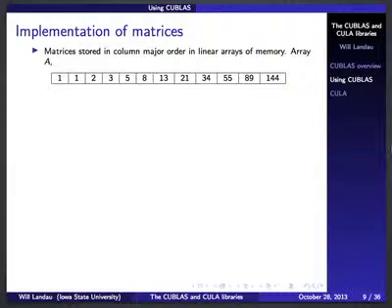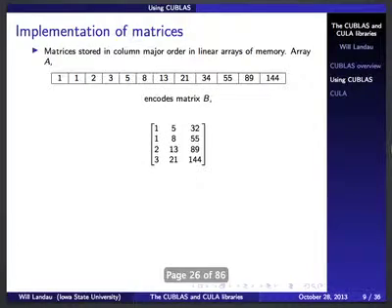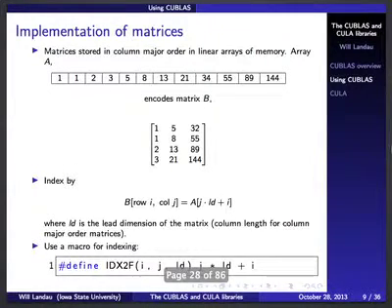So you have an array A, and you want to represent this as a matrix. You might want to represent a matrix with 4 rows and 3 columns as matrix B. I want to set up a correspondence between an index in the array A and the row index and column index of B. I want to be able to take an index in A and know what the right row and column is of that element in B. And here's how I do it.